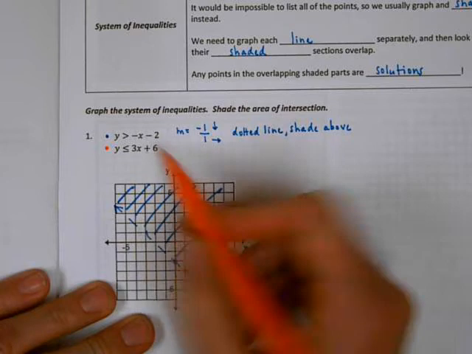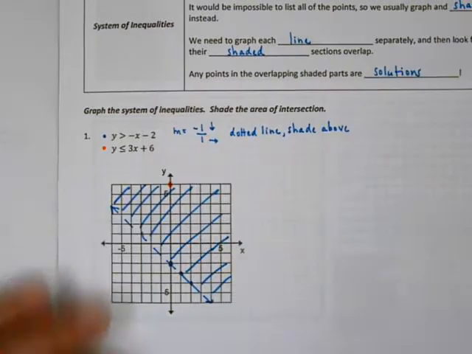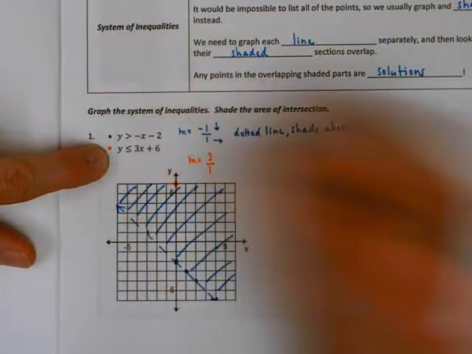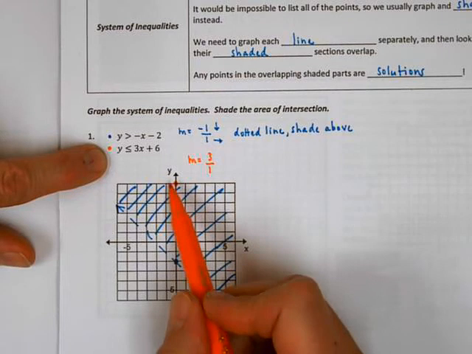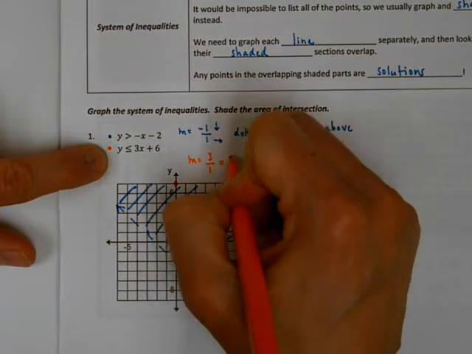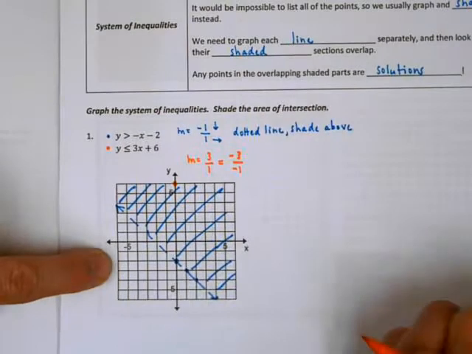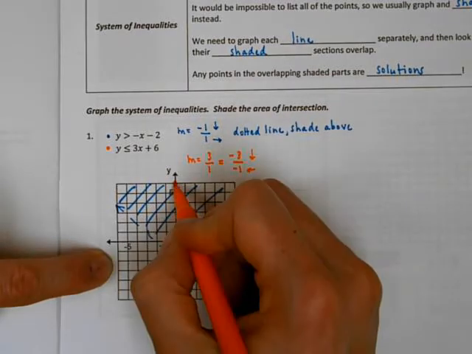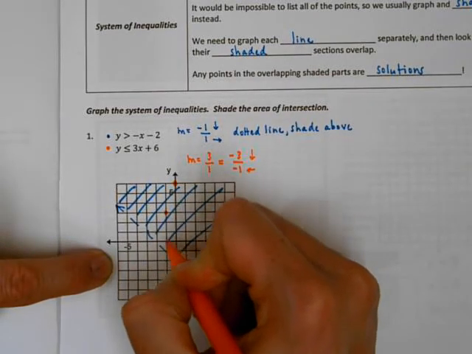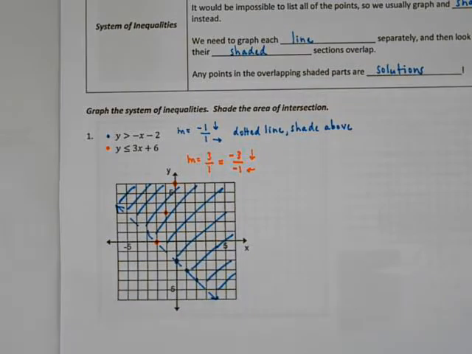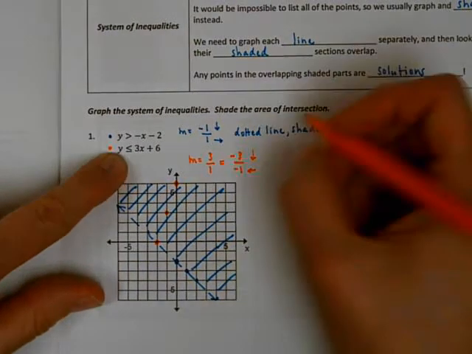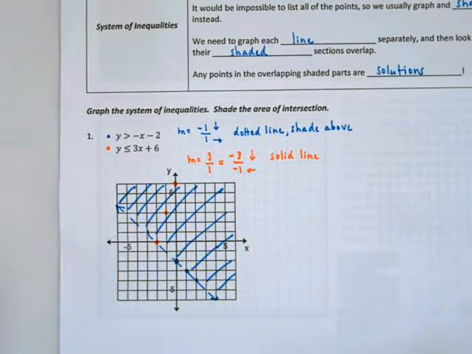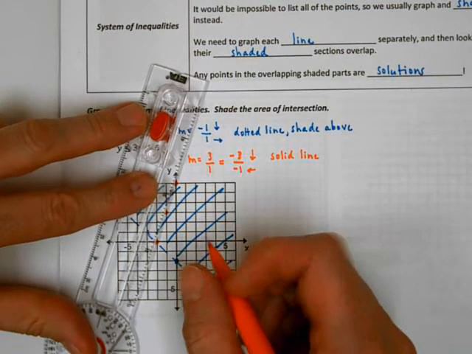So in this case, my y-intercept is a positive 6, and my slope is 3, which I know is the same as 3 over 1. Now obviously if I go up 3, I'm going to go off the graph. I know this is the same as a negative 3 over a negative 1, which tells me I'm going to go down 3 and then to the left 1. So down 3, left 1. There's a few points. Now, since this is less than or equal to, we're going to have a solid line. So I'm going to connect these points with a solid line.